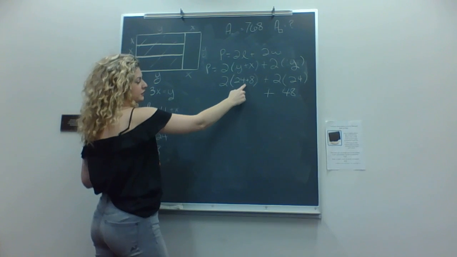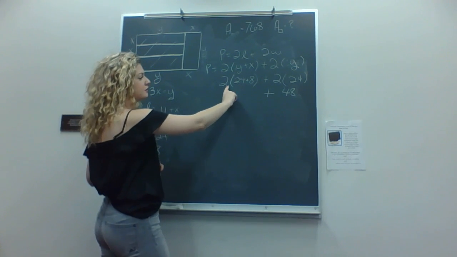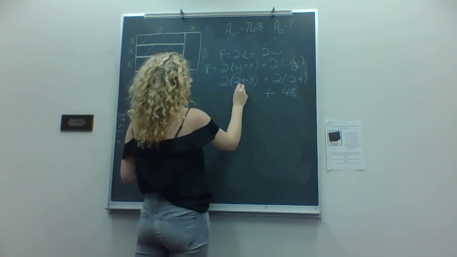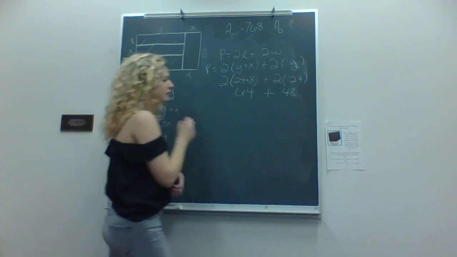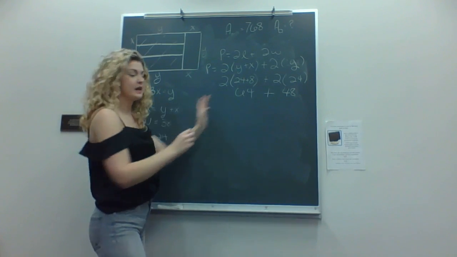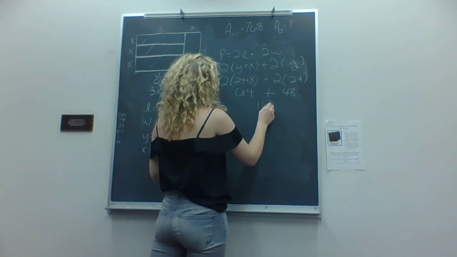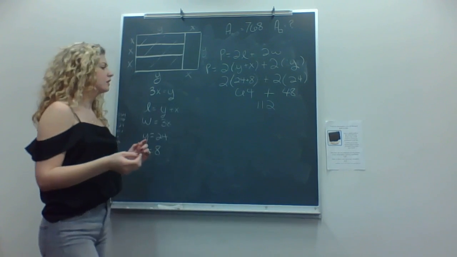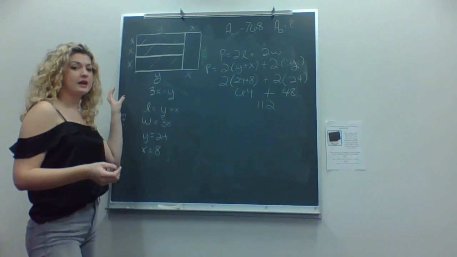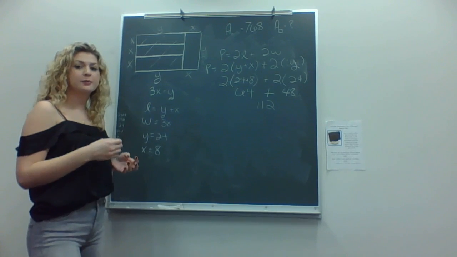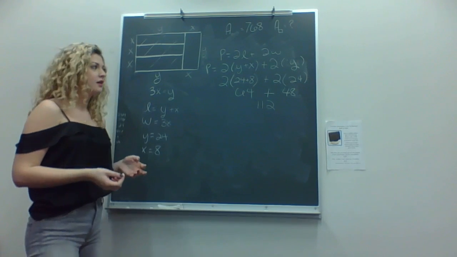If you multiply this out, you would get 48 plus 24 plus 8 is 32. So 32 times 2 is 64. And then 64 plus 48 is 112. So that's the perimeter of the whole thing. And the perimeter of the rectangle and the perimeter of the square are the same.